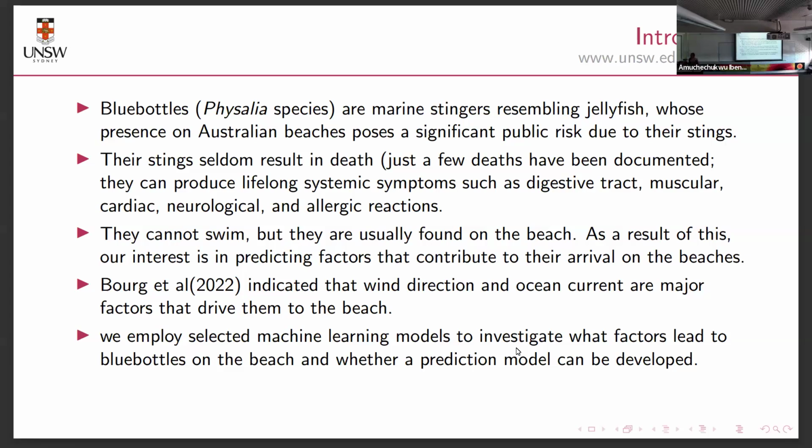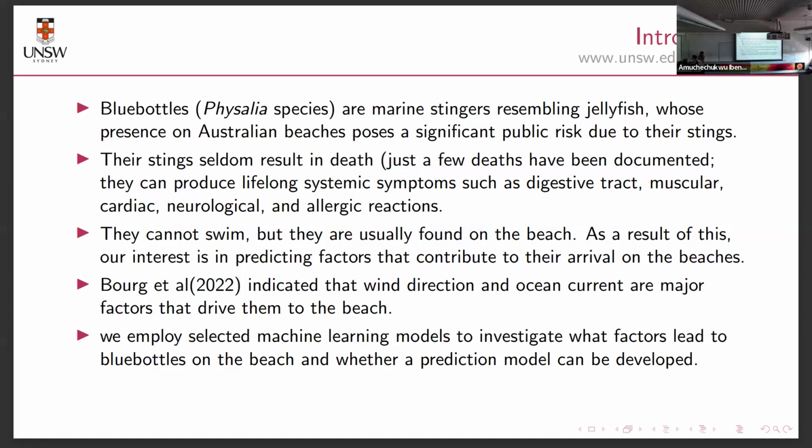So it can lead to cardio-neurological and allergic reactions, depending on your existing health issues. You don't know what the reaction will be on you. These organisms don't swim, but we find them on the beach. So how did they arrive at the beaches? How do we find them on the beach? It's something that requires serious attention.